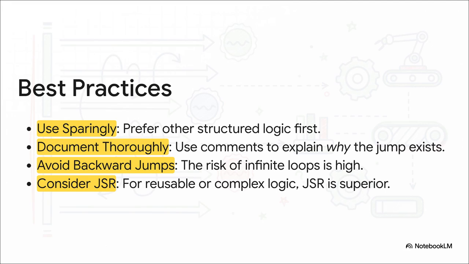All right, let's bring it all home with some best practices. 4 simple rules. Number 1, use JMPs sparingly. Seriously, think of it as a last resort, not your go-to move. Number 2, if you absolutely have to use one, document the heck out of it. Leave comments explaining why it's there. Your future self will thank you. 3, avoid backwards jumps. Just don't do it. The risk of creating an infinite loop is just too high. And finally, number 4, always ask yourself, could I do this better with a JSR? And you know what? The answer is almost always going to be yes.